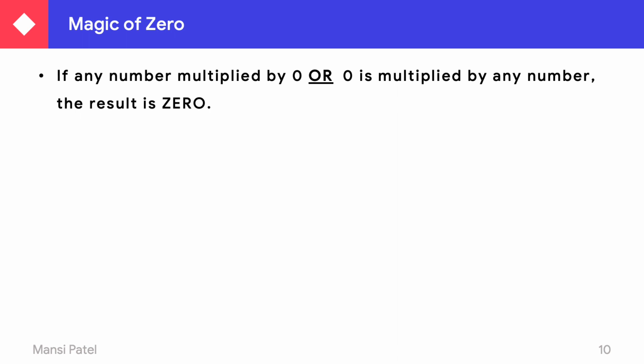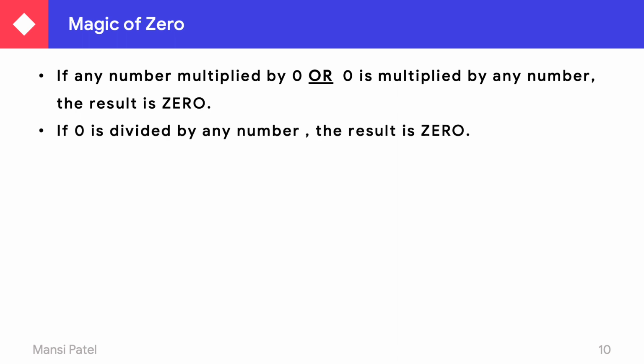Now the magic of 0. If any number is multiplied by 0, or 0 is multiplied by any number, then the result is 0. And if 0 is divided by any number, then the result is also 0. For example, in multiplication, 15 multiplied by 0 is equal to 0. And if we divide 0 by 24, then the answer is 0 only. This is the magic of 0.